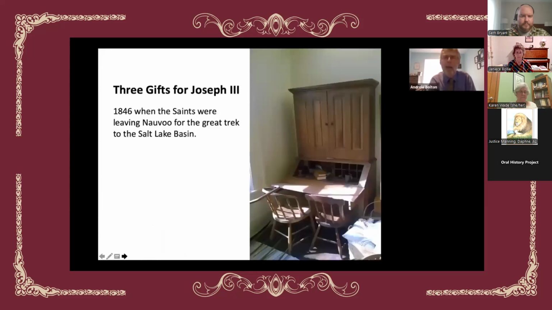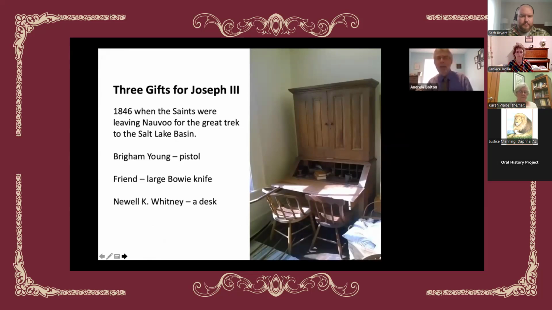When the saints left Nauvoo for the great trek west to the Salt Lake Basin, he was given 3 gifts. Brigham Young gave him a pistol, a friend gave him a large Bowie knife. I hope I pronounced that correctly. And Neil K. Whitney, a bishop in the church, gave him a desk. And you can see this desk in the red brick store in Nauvoo. It was this desk, this gift, that Joseph Smith used most of all.